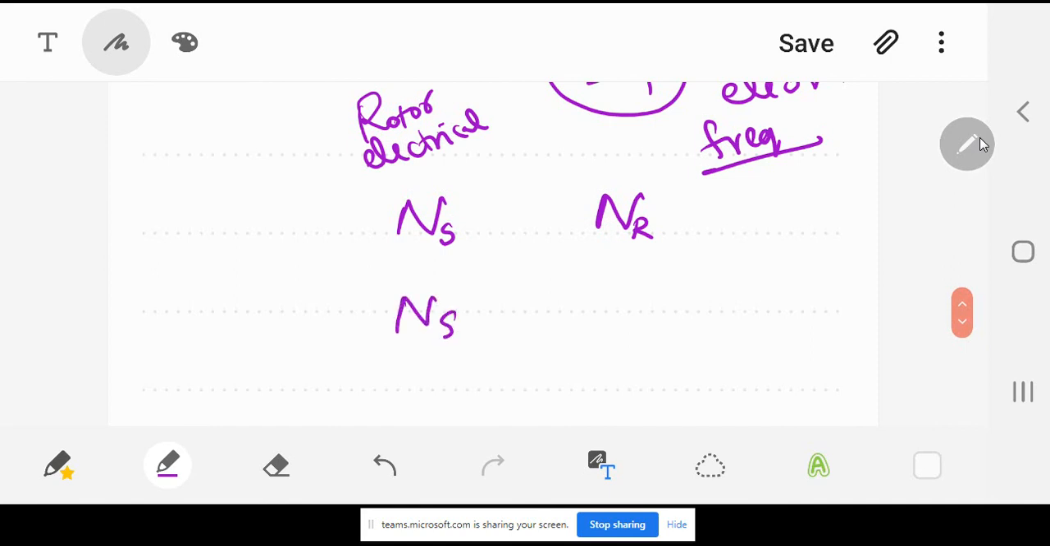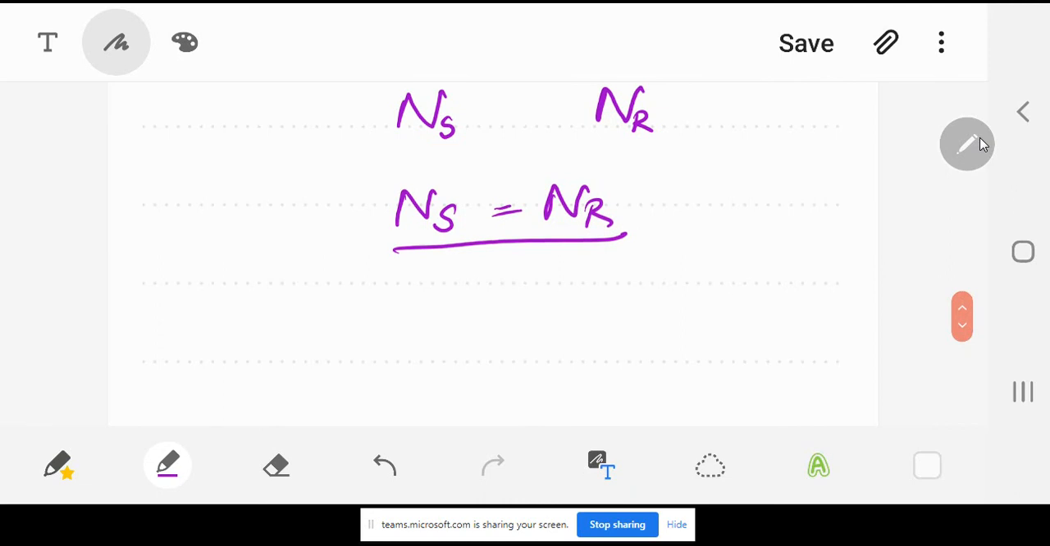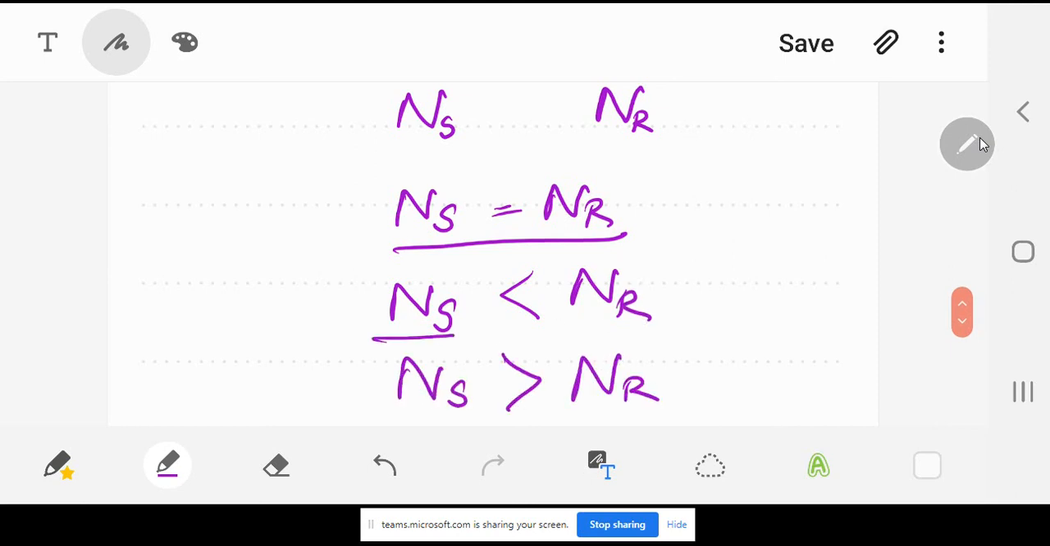One possibility is this, that ns is equal to nr. Let me write down the other possibilities: that ns is smaller than nr, and the third possibility is that ns is greater than nr. Now out of these three possibilities, the first one is not possible.